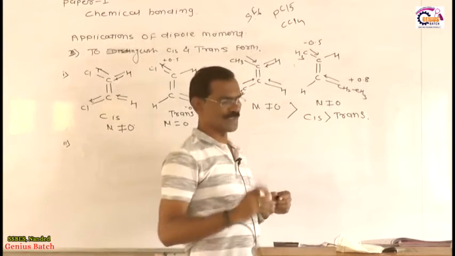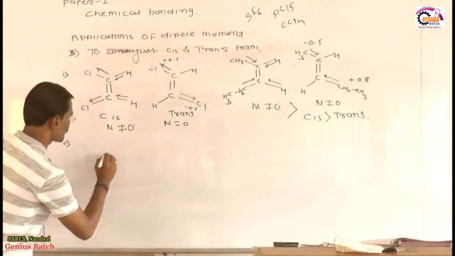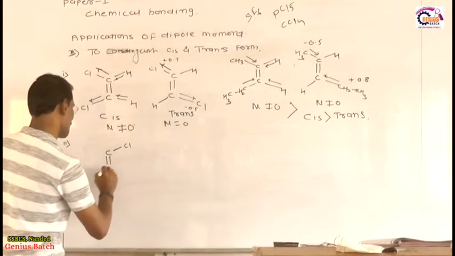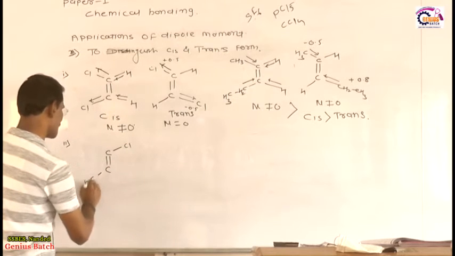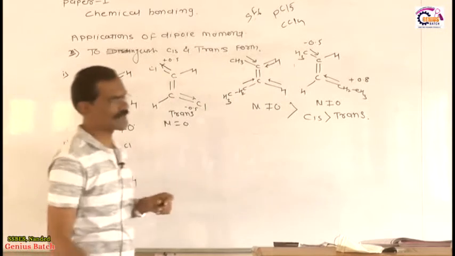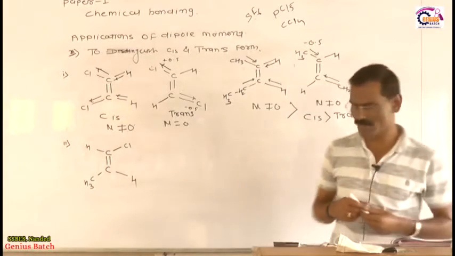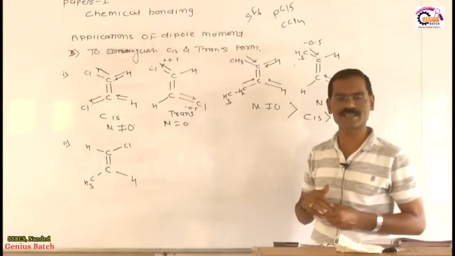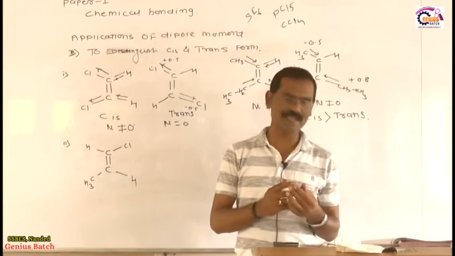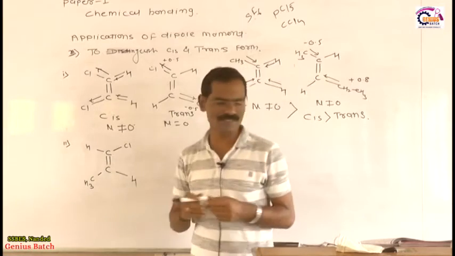Suppose two different groups are there. Suppose I have C double bond C, with Cl here, CH3 here, and H and H on the other carbon. This is the molecule we call the trans molecule, because two identical groups, the two H, are on the opposite side. Therefore, we say that this molecule is trans.